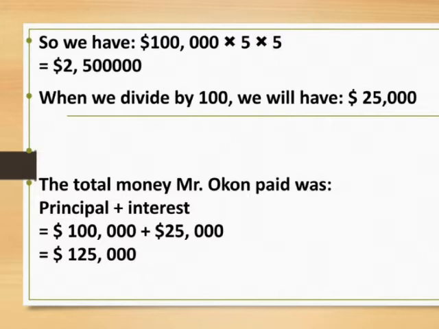The total money Mr. Cohn paid was principal plus interest. This will give us $100,000 plus $25,000, which will finally give us $125,000 as the money Mr. Cohn paid the bank at the end of the investment period. Now let's go to example 2.